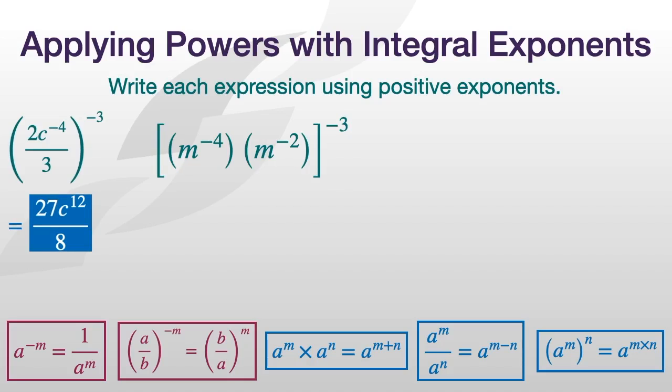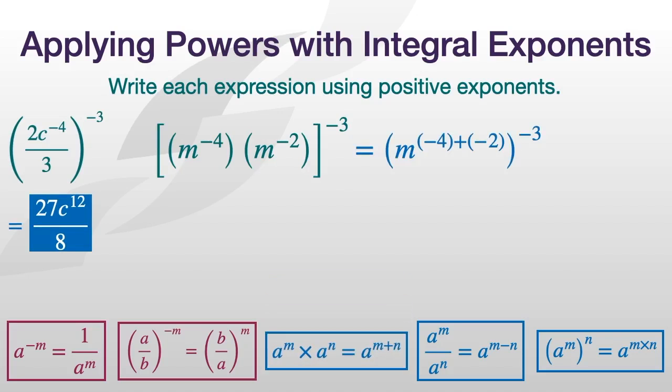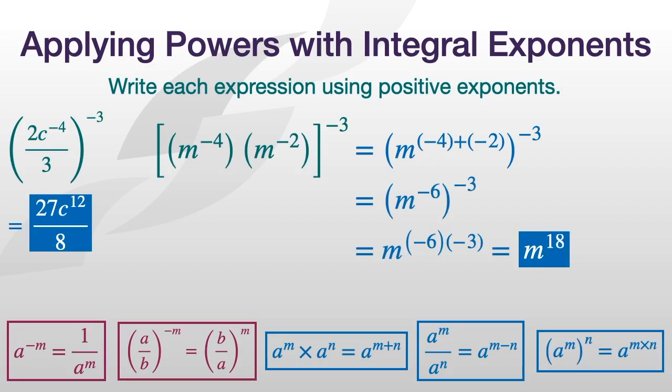For the next one, it is helpful to simplify what is within the square brackets first. This is a product of powers, so we add the exponents, and this sum is negative 6. Now we have a power to a power, so we multiply the exponents. The final answer is m to the power of 18.